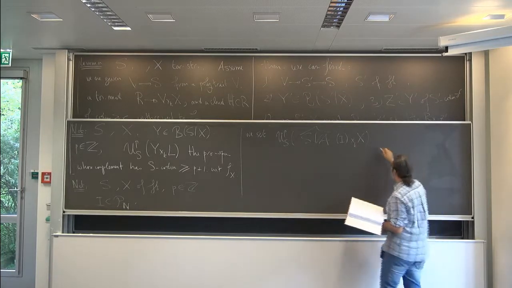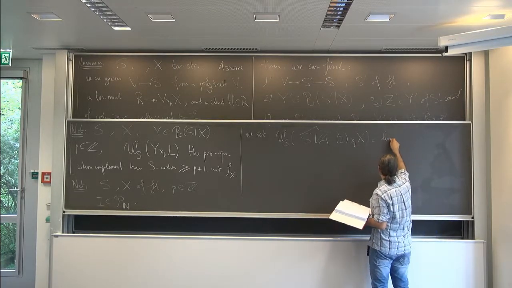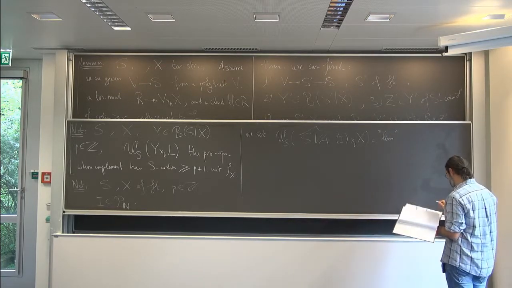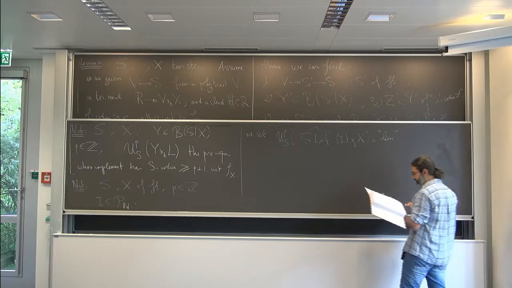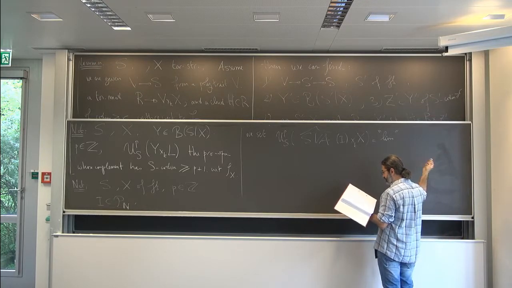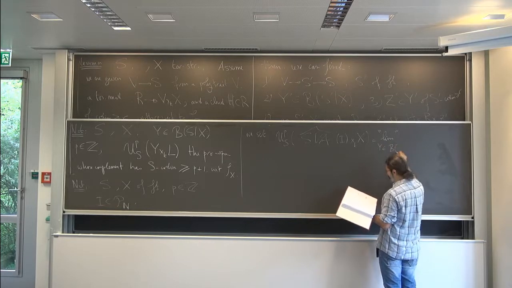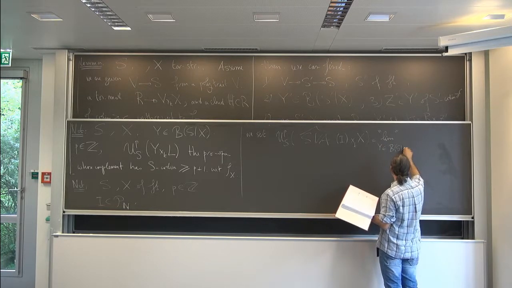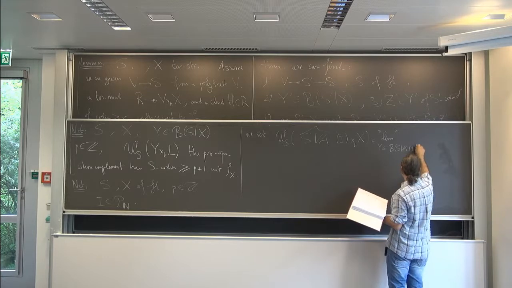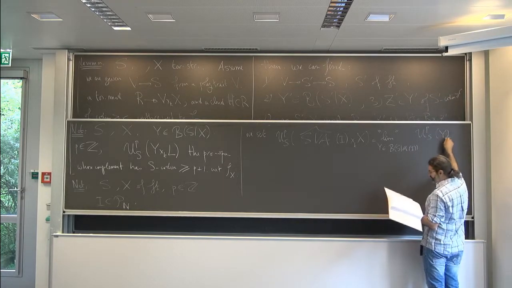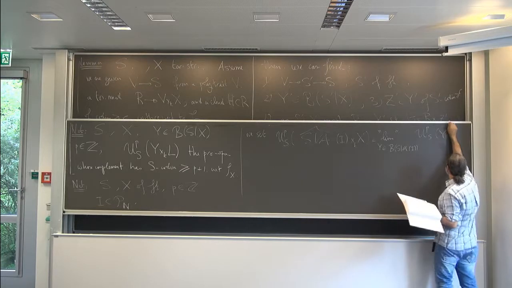So what is this? This is the limit in the category of pro objects. So it's really not really, it's just a pro object indexed on y b s ai of the up s y times x.